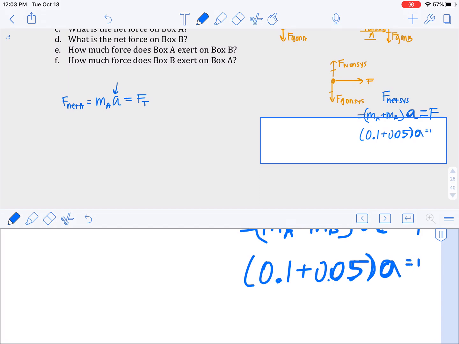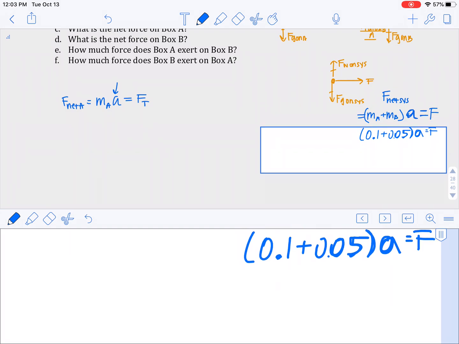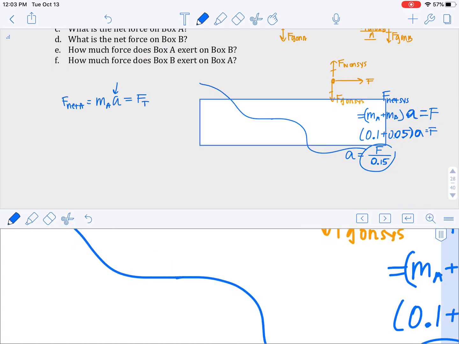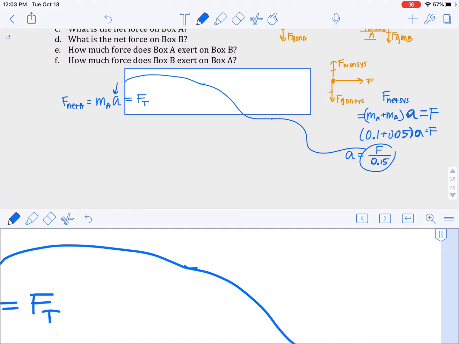Times the acceleration will give me that force. And I'm solving for A, remember. So this force divided by that sum of the masses, 0.15, will give me the acceleration of my system. So this is what I'm going to plug in all the way over here.